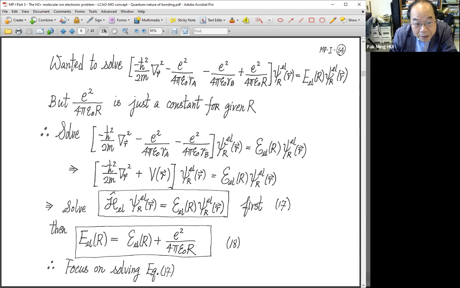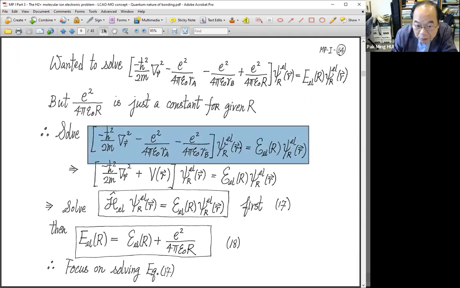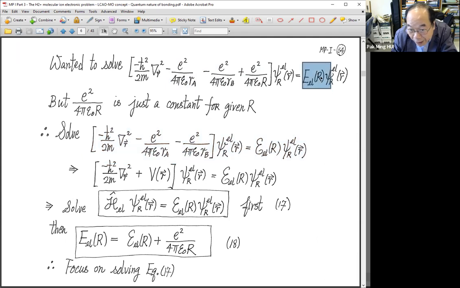So here I repeat this Schrödinger equation, okay? If we only focus on this potential energy profile, we may as well put this term to the right-hand side, minus this term over, okay? And then you can focus on solving this Schrödinger equation first. Now this is different from this one, okay?